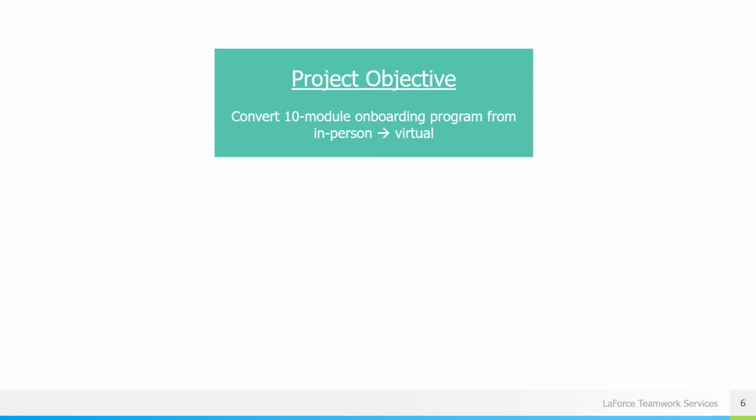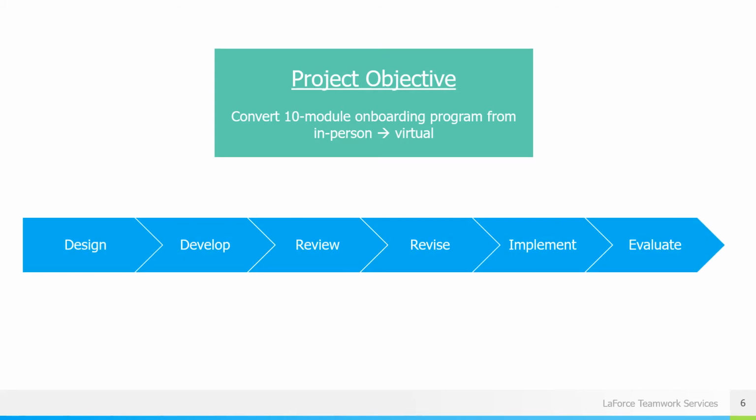Each module is going to work its way through a series of phases. And in this case, you found 6 of them. There's design, develop, review, revise, implement, and eventually evaluate that module. Now, while the work of each module will be done collaboratively, each will have a single team owner who is responsible for it.